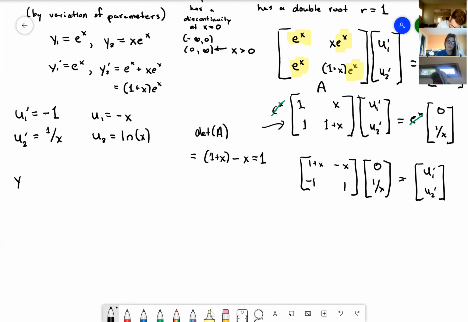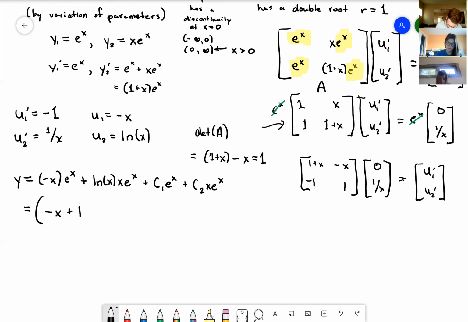And so we can form the solution y equals u1 y1 plus u2 y2 plus c1 y1 plus c2 y2. Now I'm just going to rearrange things a little bit. I can factor e to the x out of this whole thing. So I'm just going to stick that onto the end. And what I'm going to do is write this as minus x plus natural log of x times x, which I'm actually going to write in the more standard way. For whatever reason, people normally write this x log x, plus c1 plus c2 x, e to the x.